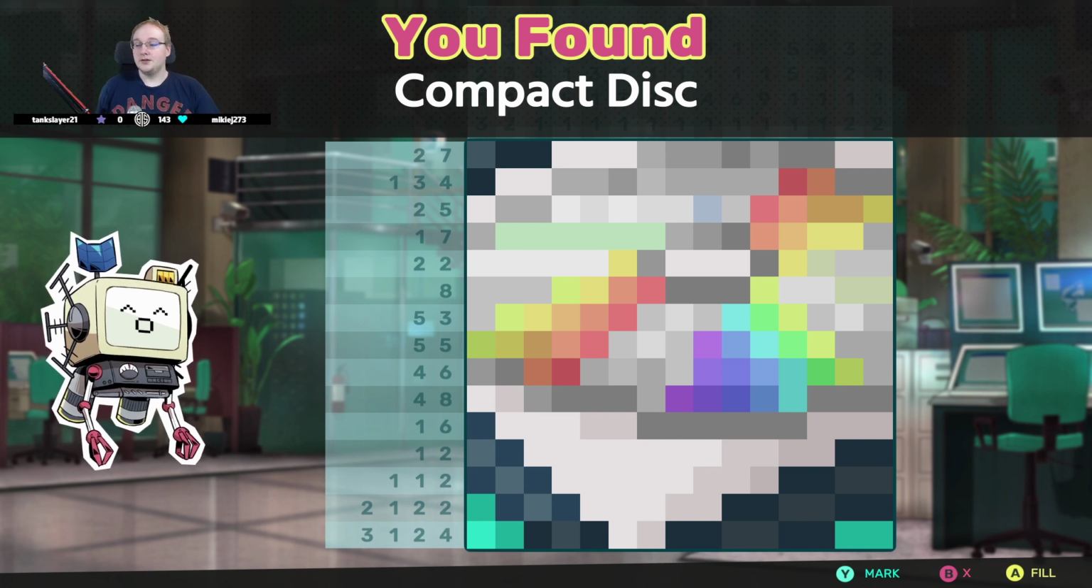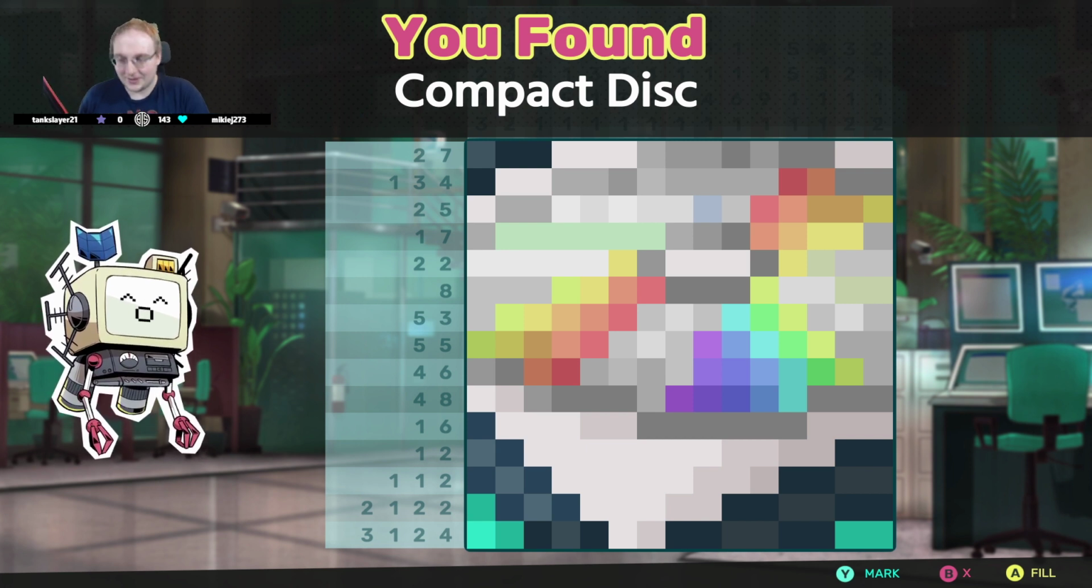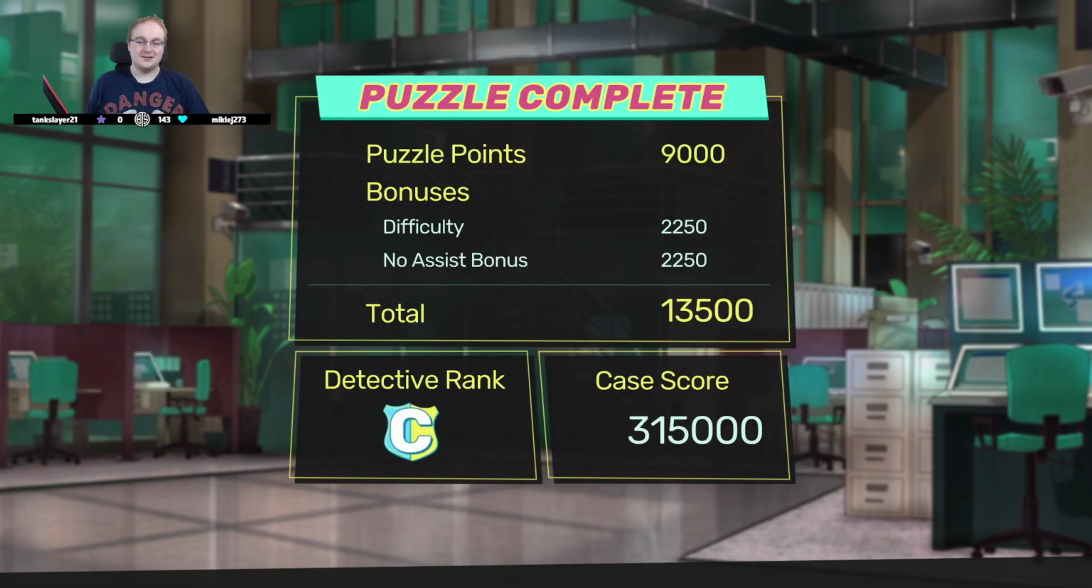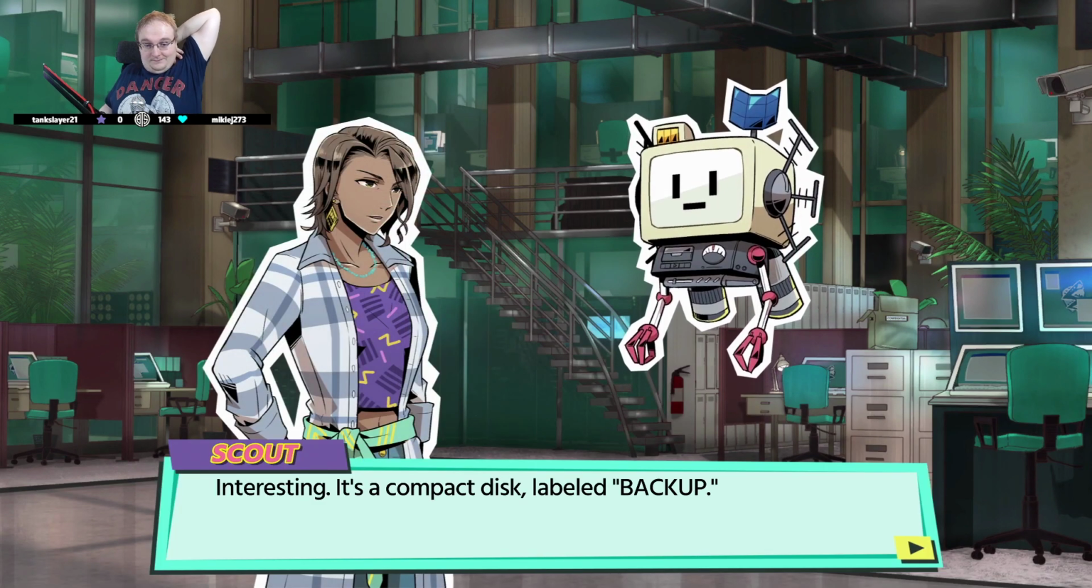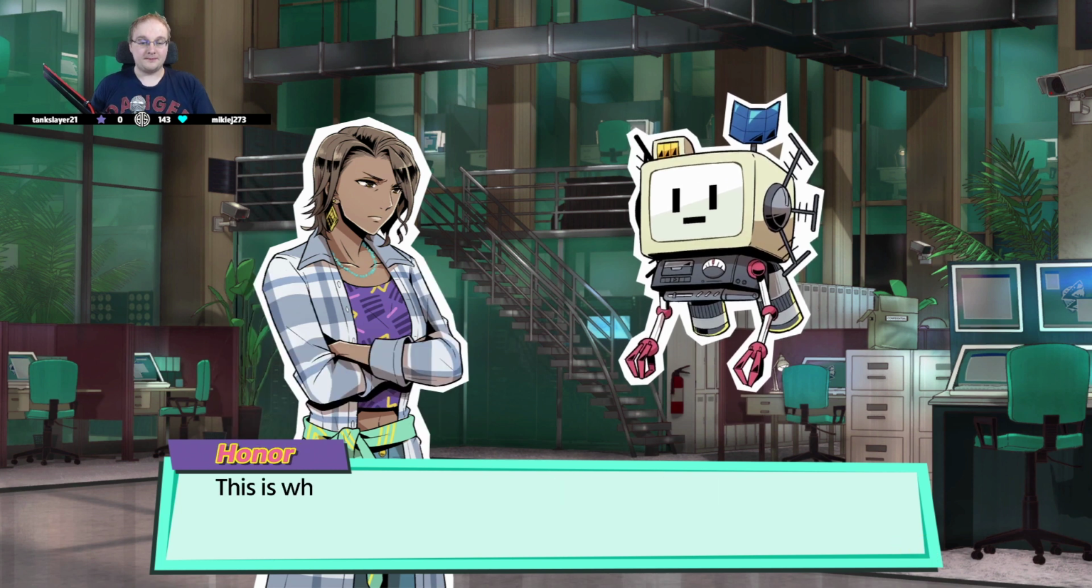I think everyone's wrong. It's a document folder. Yeah, it's a digital document folder. Oh, interesting. It's a compact disc labeled backup.